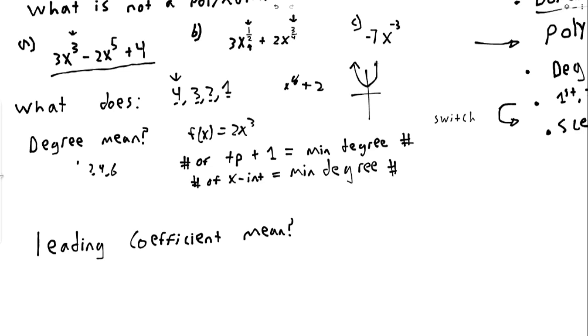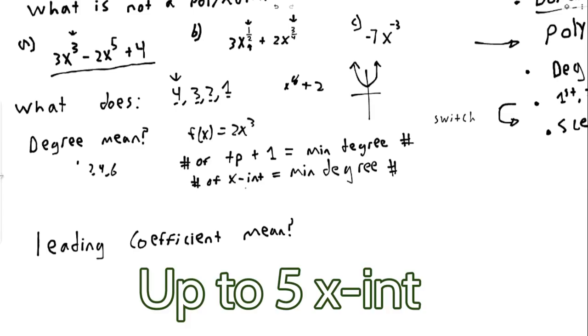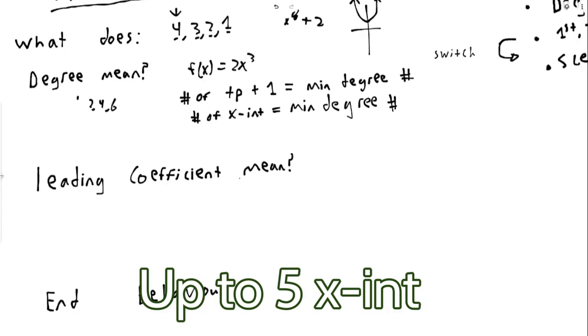So just because there are no x-intercepts doesn't mean that there is no degree to it. So it's minimum degree, right? If there are 3 x-intercepts, it doesn't mean that there can't be a higher degree than 3, or if there are 0 x-intercepts, it doesn't mean it has a degree of 0. But if it has a degree of 5, then it can only have 5 x-intercepts, so it can't have any more than that.